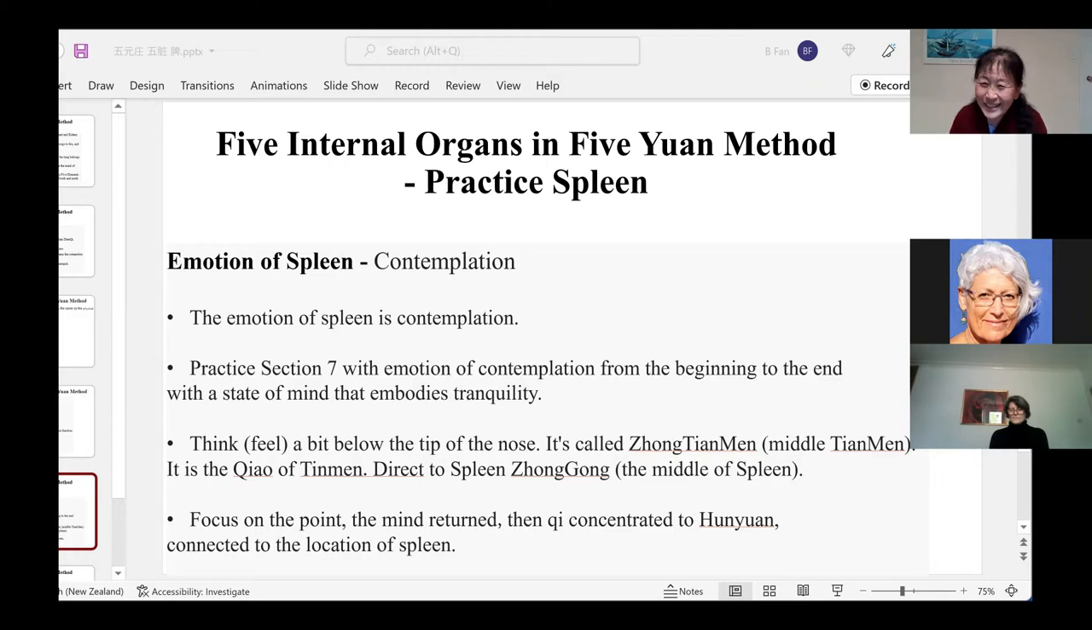It's just thinking, or feeling, or focusing there, directly coming to Huiyuan Qiao. So with contemplation, the changes, the production or growth, and flowing of qi, just from deep thinking, can change all this kind of qi.